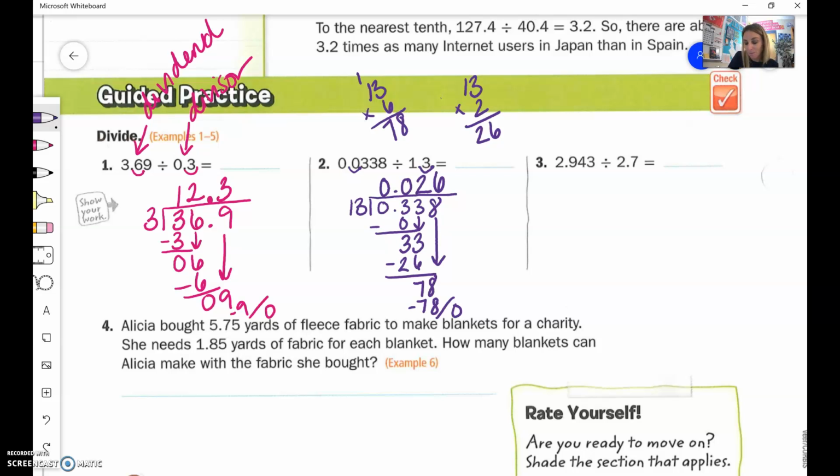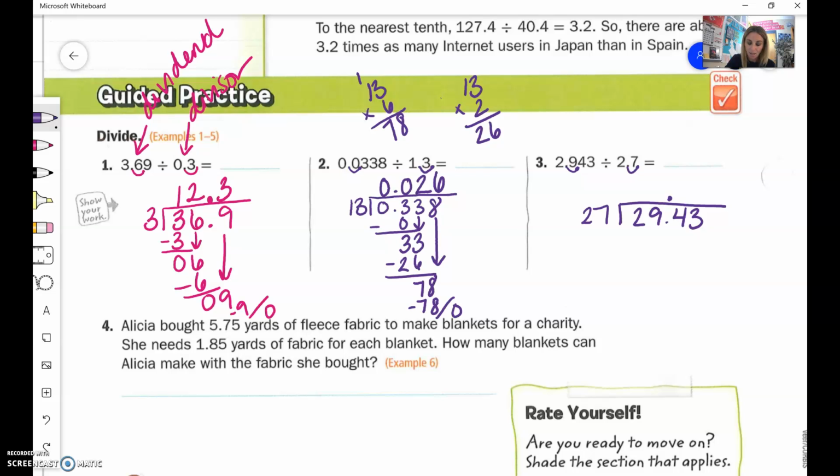All right, so my divisor. I'm going to move it over 1. Therefore, I'm going to move my dividend over 1. So I get 27. And then I have 29 and 43 hundredths. So I have 29 and 43 hundredths divided by 27. I'm going to move my decimal point up. Now I'm going to ignore it.